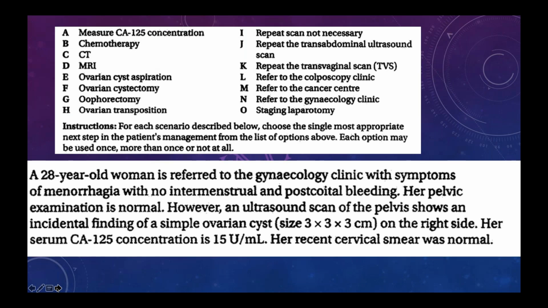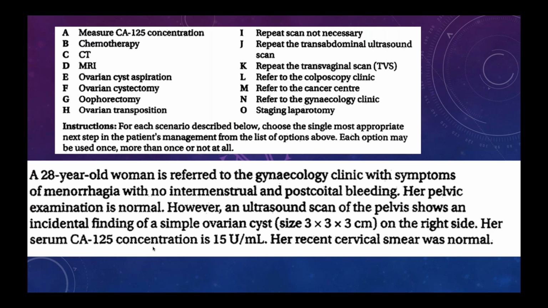A 28-year-old woman with symptoms of menorrhagia, no intermenstrual or postcoital bleeding. Her pelvic examination is normal. Scan shows an incidental cyst. CA125 is 15. Cervical smear is normal. What should be done? Repeat scan is not necessary.